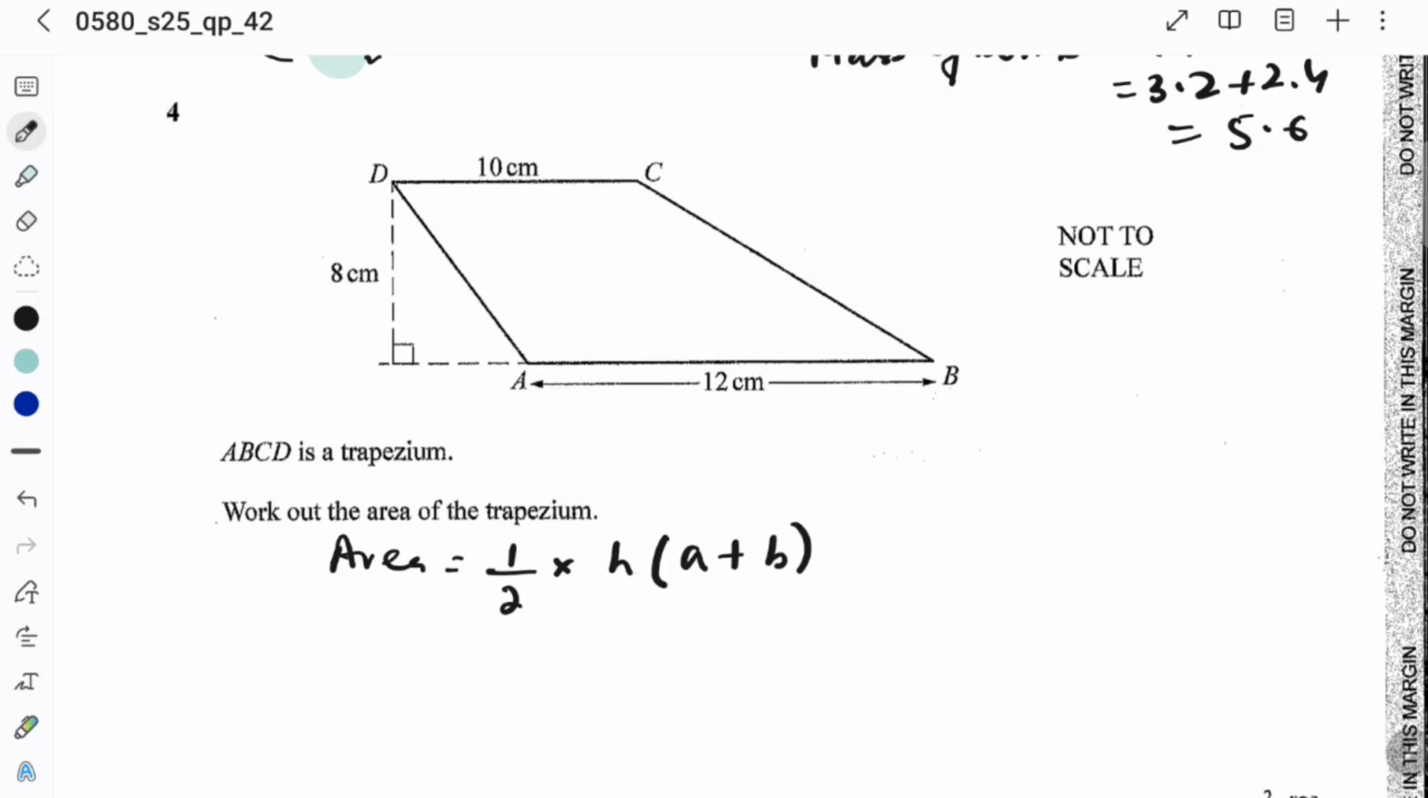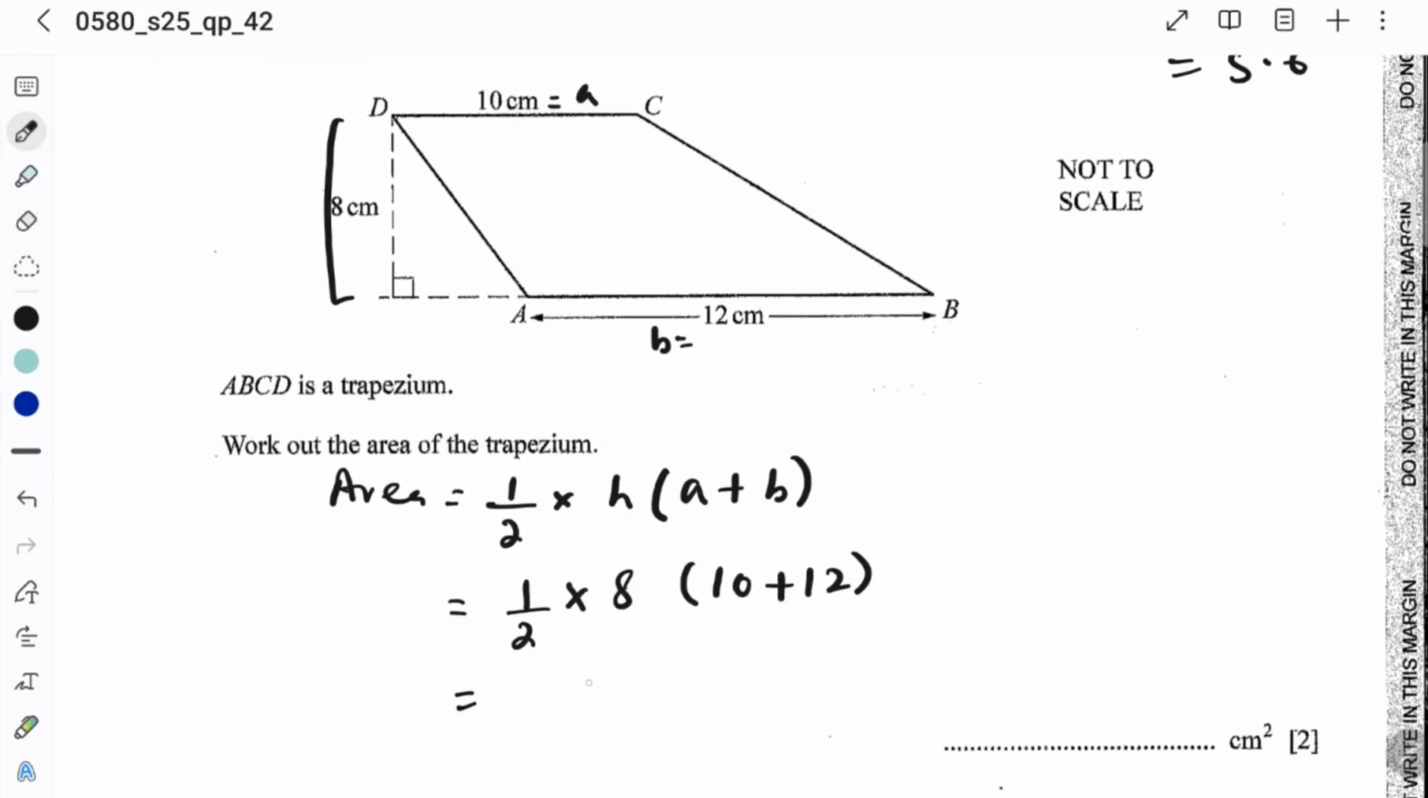I can take a plus b, where a and b are equal to 12 and 10, 10 plus 12, and the height we know is equal to 8, and times half. So 2 times 4 is 8 and 4 times 22. 10 and 12 will become 22, that is equal to 88 square centimeters.